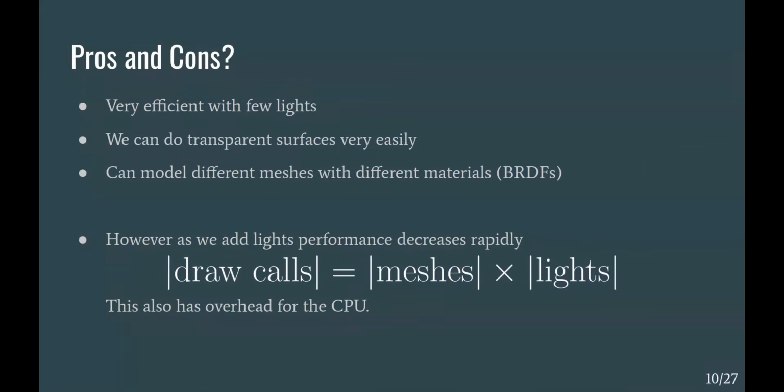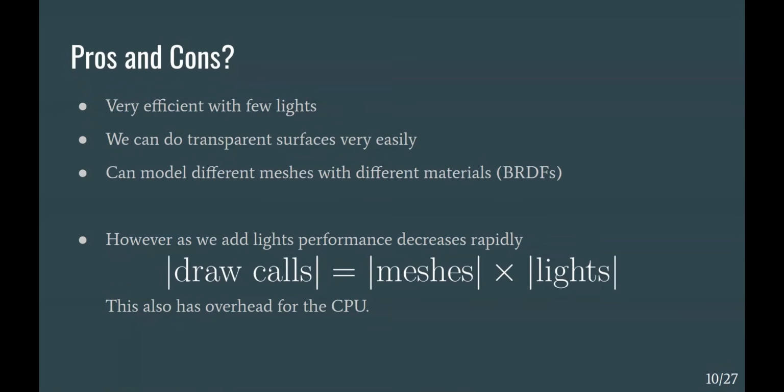The first one is that it's very efficient if we have few lights. For example, imagine a daylight scene. The only light we have is the sun. And in this case, we simply render each mesh once, going through the entire pipeline from beginning to end. It's extremely efficient. As well as this, we can do transparent surfaces very easily. As I said before, it's a very natural, easy extension.